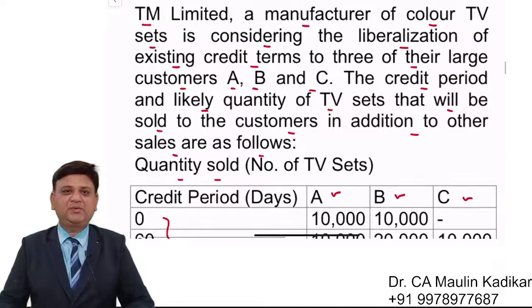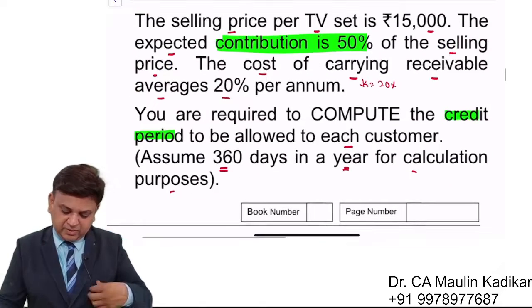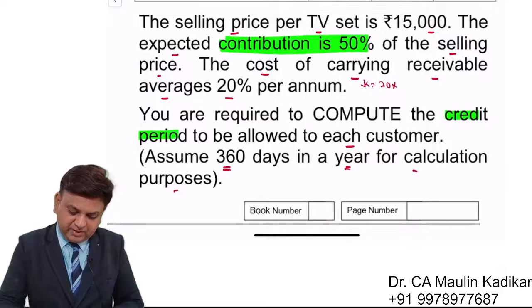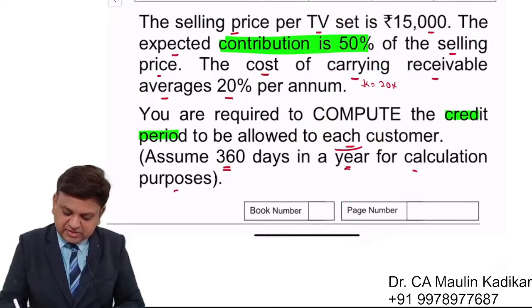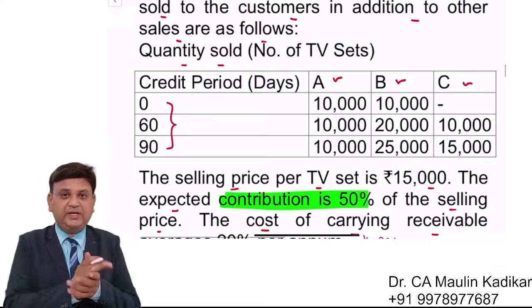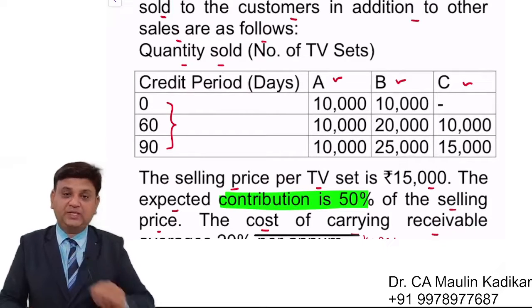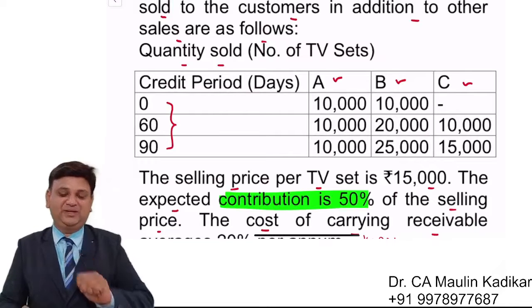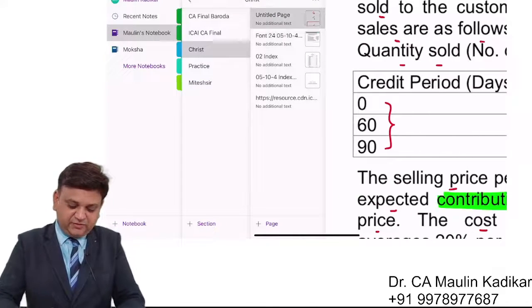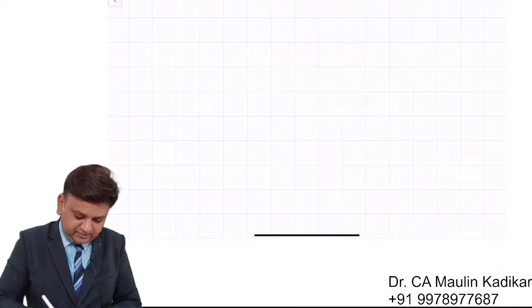So friends, this time the question is providing the information. You are required to calculate the credit period to be allowed to each customer. That is the question. So we are required to take a decision on what credit is to be allowed to customer A, customer B, and customer C. So we are required to do the answer for each of the customers separately. Write down the answer along with me.